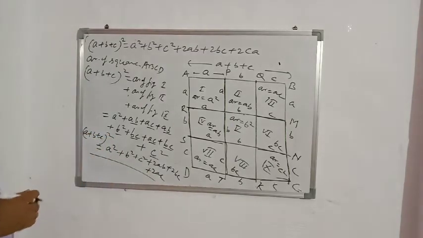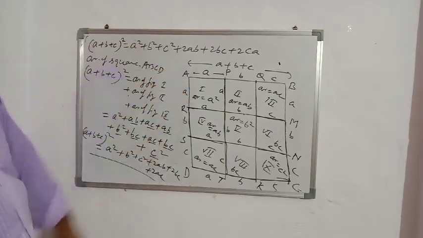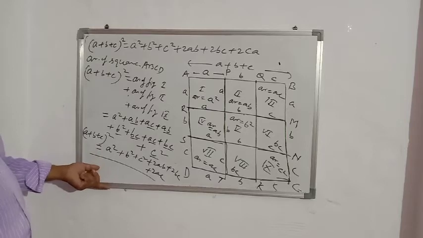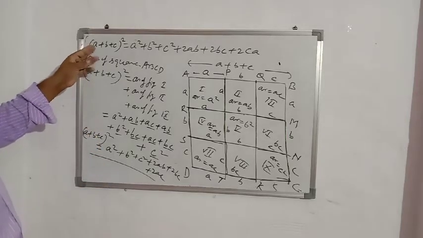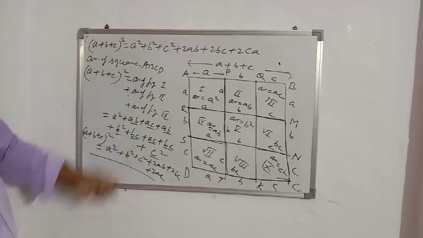So in this way we can prove this identity geometrically. I hope that it is clear to you. Now the last identity I will prove, A minus B whole square.